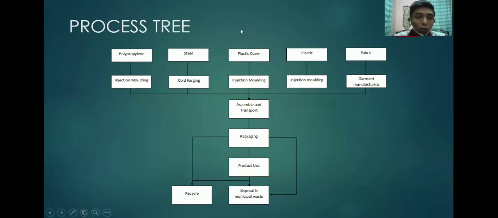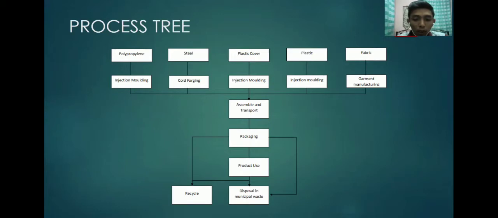So this is the process tree of the office chair. There are 5 materials in making the office chair: polypropylene, steel, plastic cover, plastic, and fabric. Each material has its manufacturing process, like injection molding, cold forging, and garment manufacturing. After that, the materials will be assembled and transported. Next, they go to packaging and the product can be used in product use.